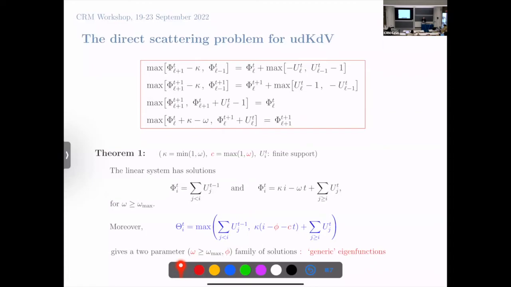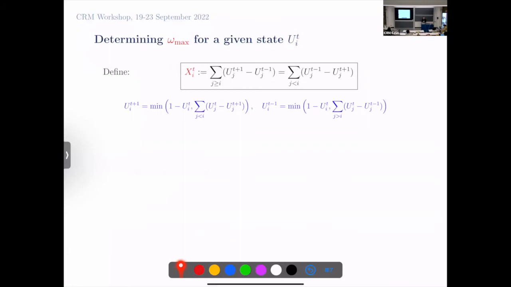And these are generic eigenfunctions for the free direct scattering problem. Now, how do you determine the minimal value of omega? This is what I call omega max, which will actually be the fastest soliton. This will be the speed of the fastest soliton in the initial condition.